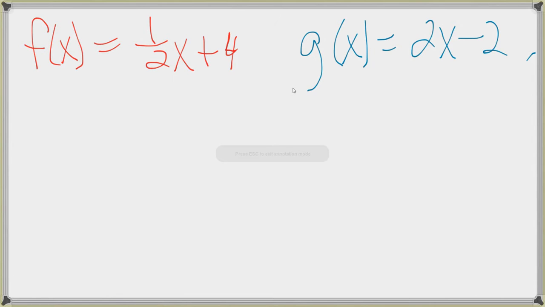If we want to see if these are inverses or not, one method we can use is called composition of functions. We're going to take the whole function g of x and plug it into f of x. What are we looking for? We're looking to see if everything but the x cancels.